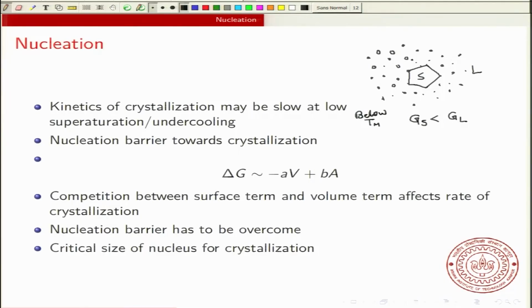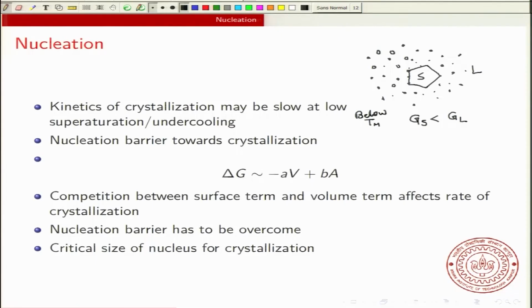Now, the atoms or molecules that are on the surface actually are not as coordinated as the atoms in the bulk. So the atoms in the bulk are connected to all the other atoms. They are bonded to atoms on all sides, but the atoms on the surface see a liquid on one side and they see a solid on the other. So there is a tendency of these atoms to go into the liquid. In other words, there is an interfacial energy associated. So this interface between the solid and the liquid actually costs some energy.